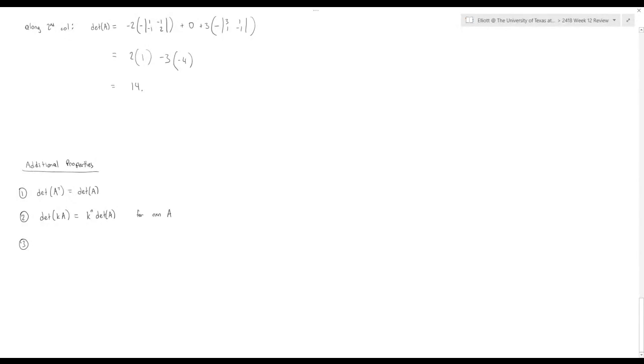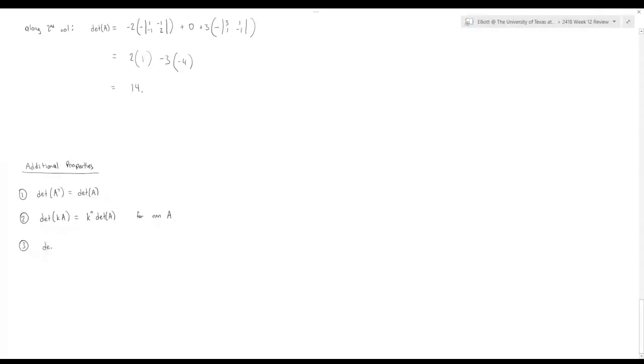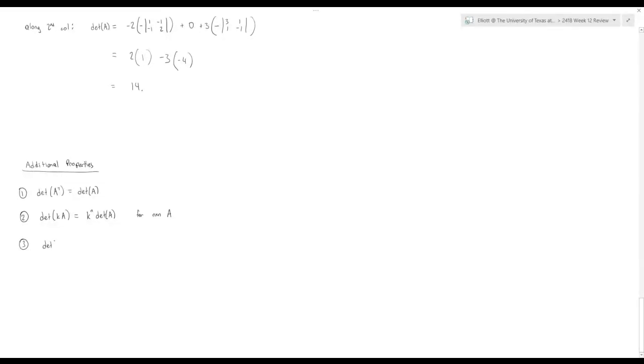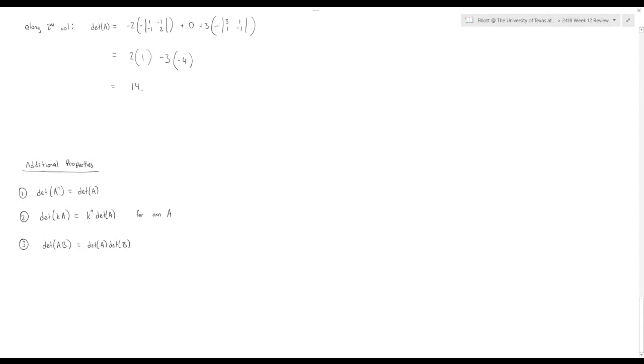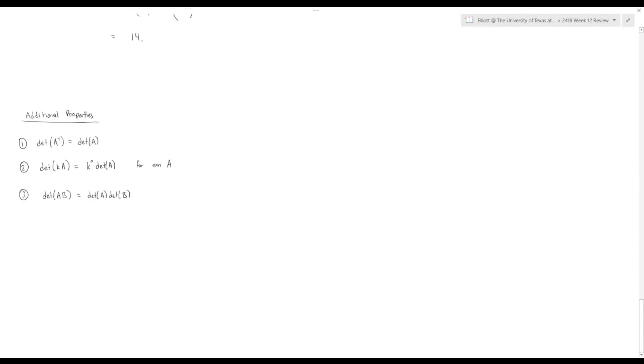Now maybe one of the more surprising properties is that the determinant of a product, A times B, is equal to the product of the determinants, determinant A times determinant B. Okay. So if you imagine how matrix multiplication works, and then you imagine how computing determinant works, it might be surprising that these two are the same.